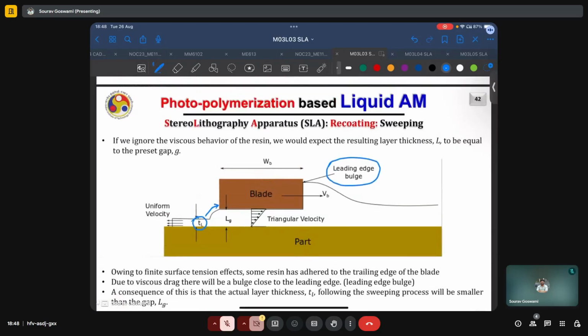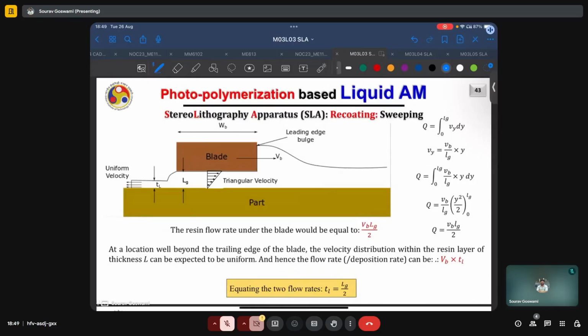Now, owing to finite surface tension effects, some resin has adhered to the trailing edge of the blade, as we just discussed. Due to viscous drag, there will be a bulge close to the leading edge, which will be far more than the desirable layer thickness. A consequence of this is that the actual layer thickness TL following the sweeping process will be smaller than the gap LG.